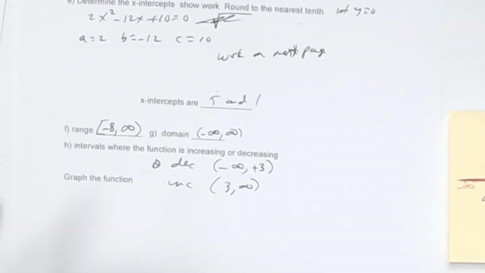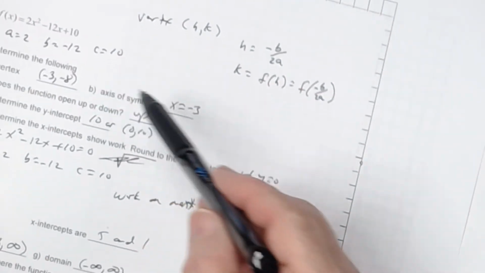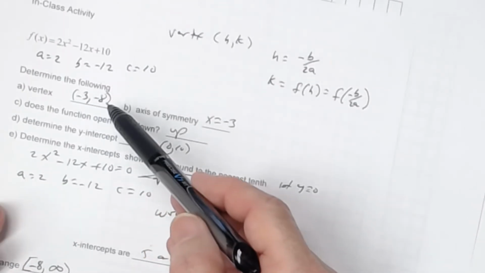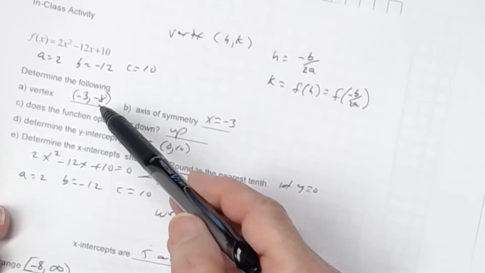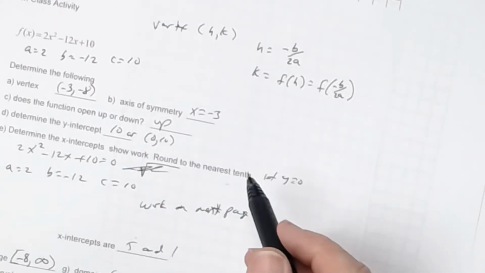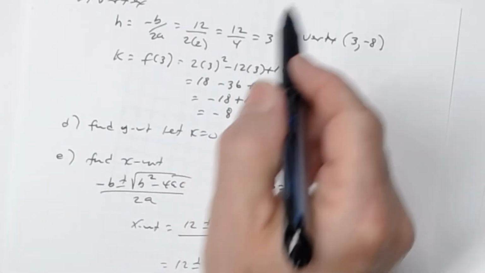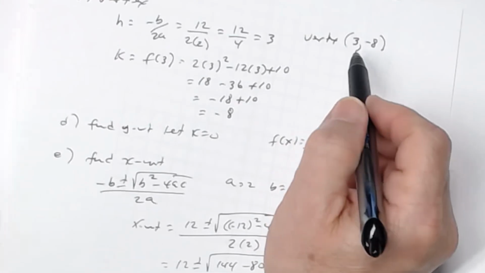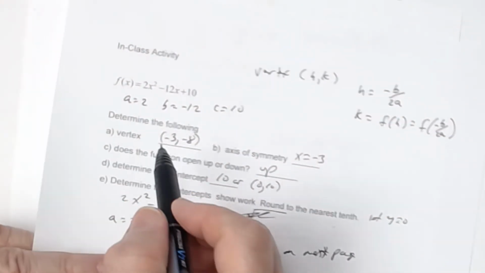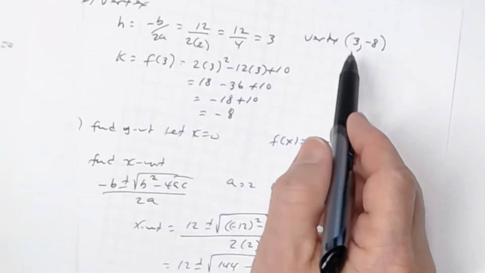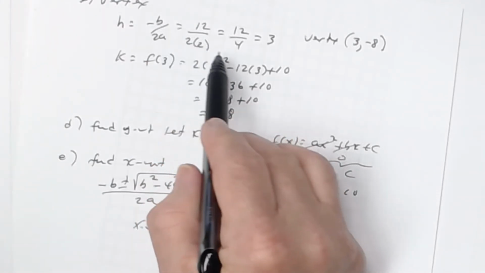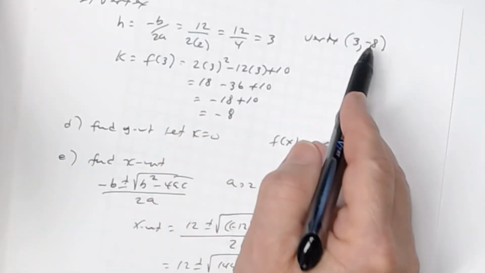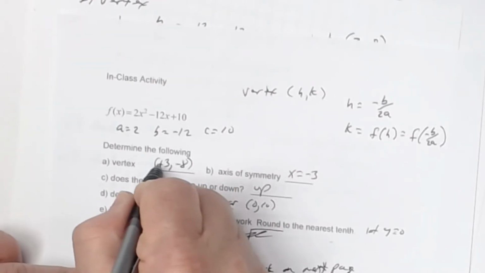Now we're going to graph. So let's look at the graph. Okay, so the first thing I'm going to do is plot the vertex. The vertex is, well, I'm not sure. Let me go back here. I have 3, negative 8, right? And then all of a sudden I have here negative 3, 8. Let me make sure I know which one's correct. So it's 3, negative 8. So I made a mistake here.